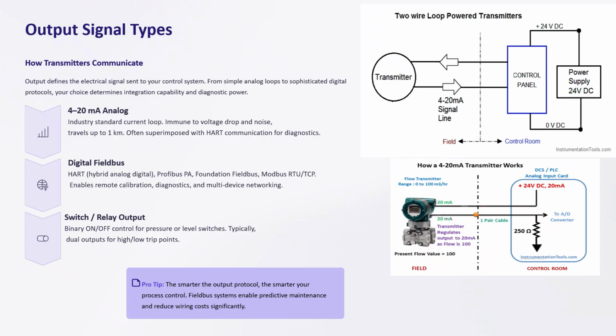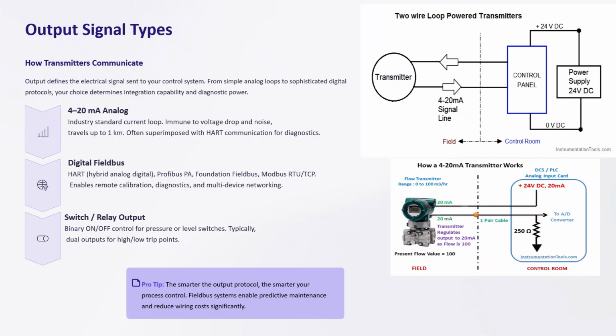Switch or relay output. Some instruments provide a simple on-off output. This is used for pressure switches or level switches. For example, output 1 can trigger a high-pressure trip, and output 2 can trigger a low-pressure alarm.